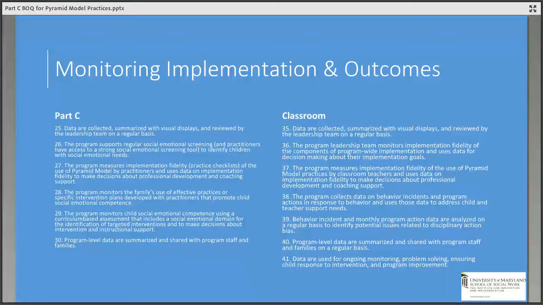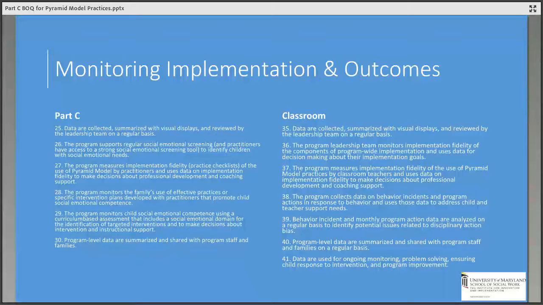The program is really supporting regular social emotional screening. We haven't talked about this a lot, but certainly when Kate goes around the state coaching for Part C, it's a big point of conversation, because how are you identifying kids who have social emotional concerns? Universal screening in your programs is one really good way to make sure you're catching all the kids that may be struggling, even if that's not the reason they showed up in your program.